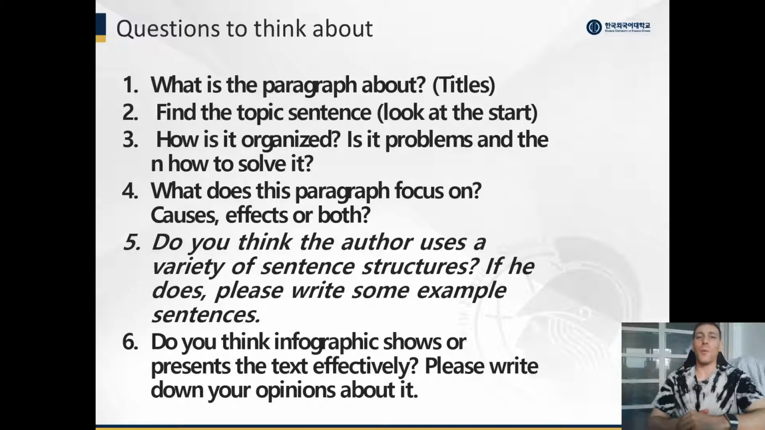The next one, what does this paragraph focus on? Cause, effect, or both of them? Now the infographic already gave you the answer, but when you read through you can see it too.